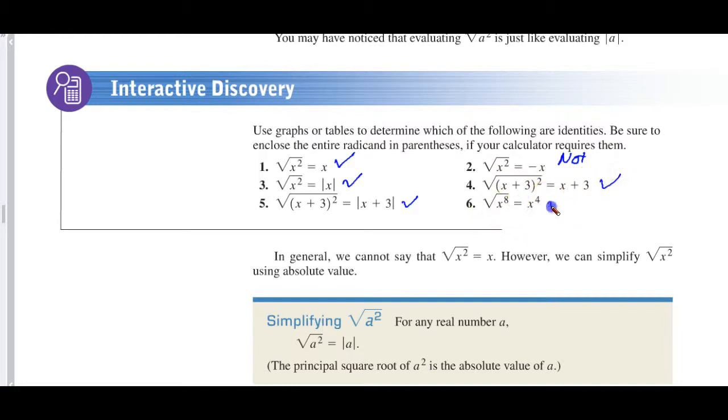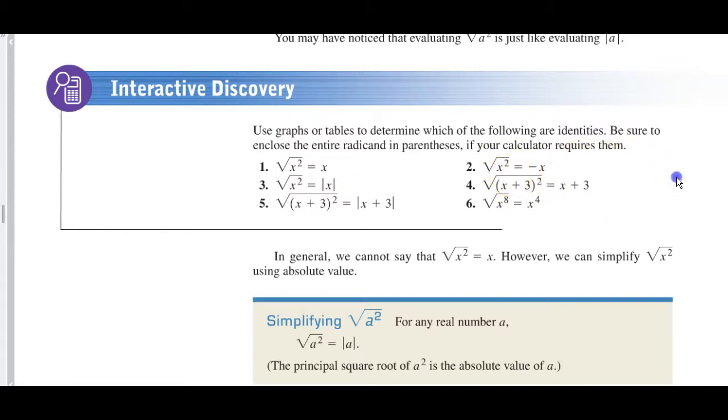And this is true. Now let's look at this number 6 here. If we convert that to its fractional exponent form, it would be x to the 8th. Remember there was a 2 there, divided by 2, so this gives you x to the 4th. So that one's true. The only one that's not true is this one.